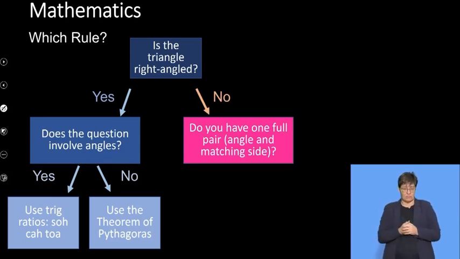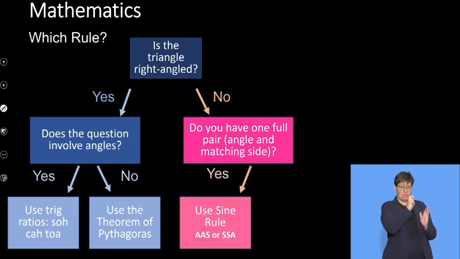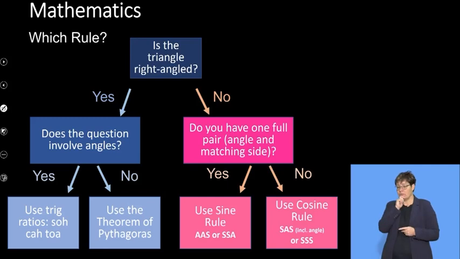If we have the angle and its matching side, then what rule is that? Of course, it has to be sine rule. So if we don't have one full pair, what's the other option to use? We have to use cos rule.